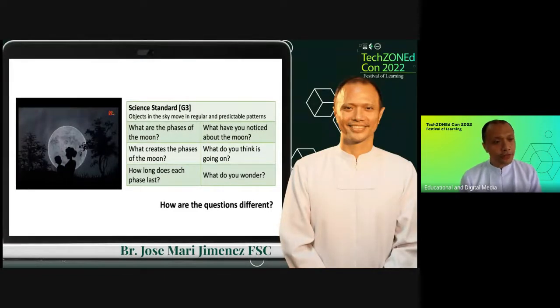Here is a science class in grade 3, and you will see 2 columns here in this presentation, showing how differently 2 teachers can approach or implement the standard. I think this is about the phases of the moon. This is a grade 3 lesson. I want you to look at the way the teacher implements the standard and tell me what you think is different between the 2 approaches.